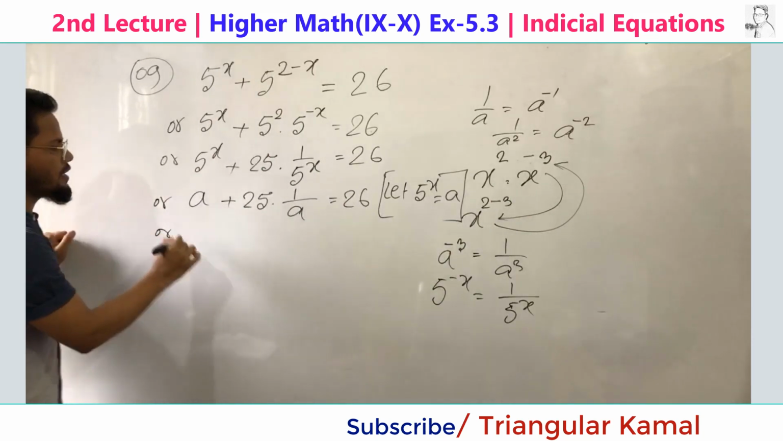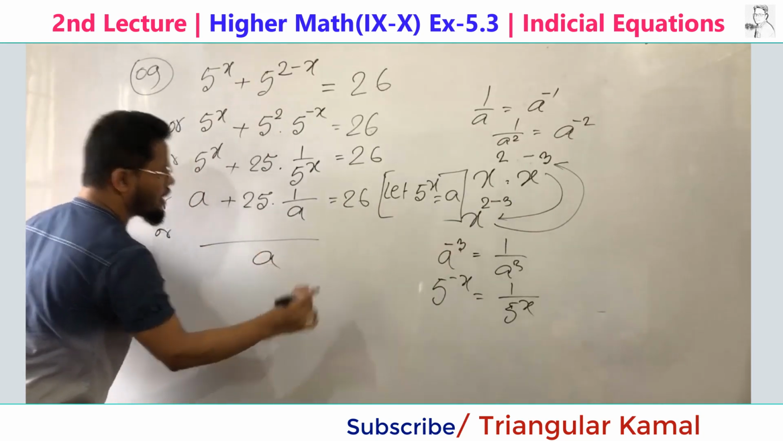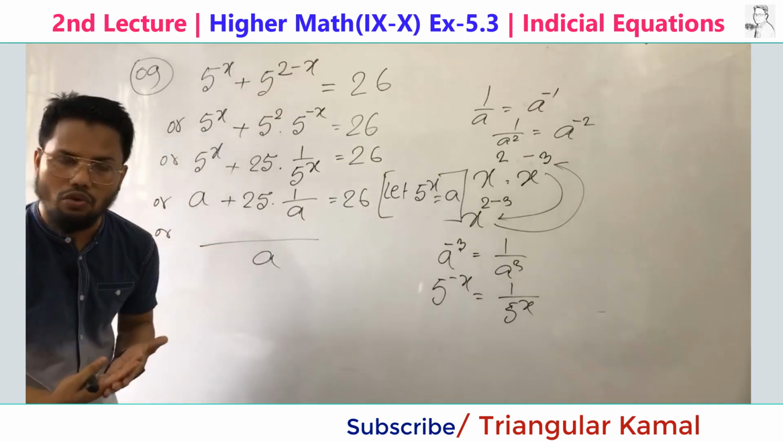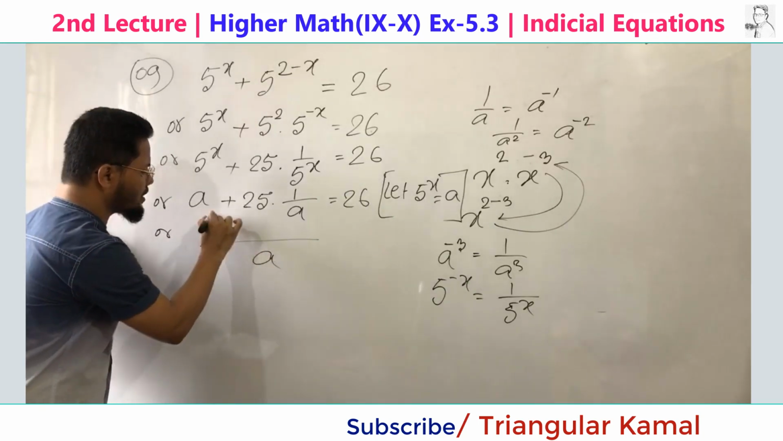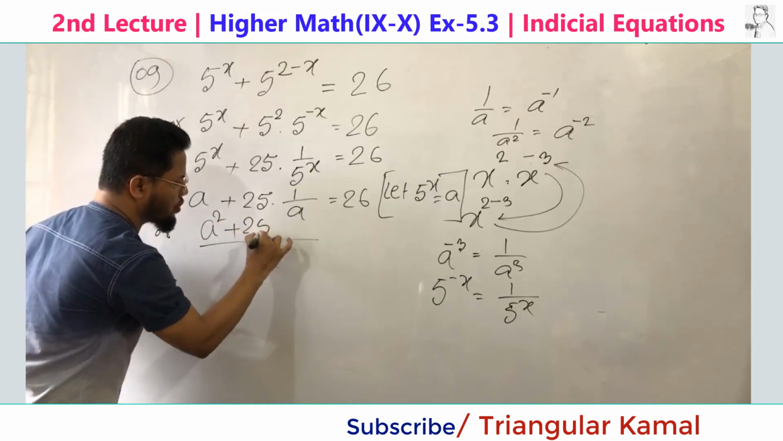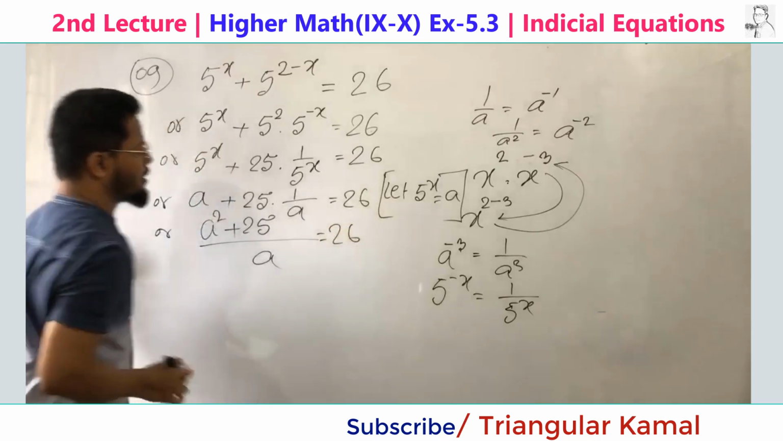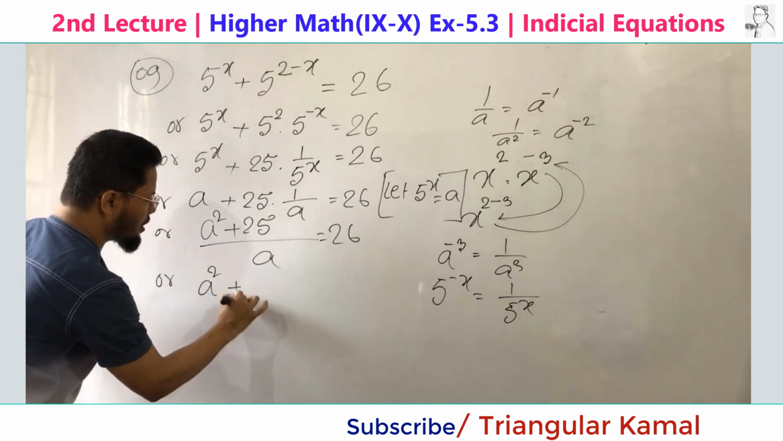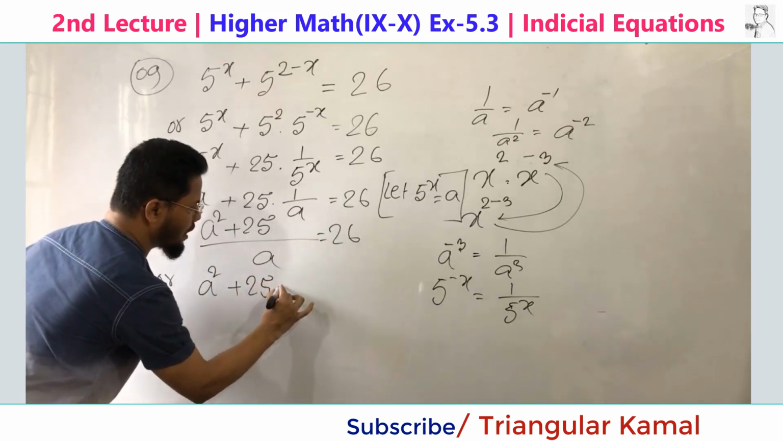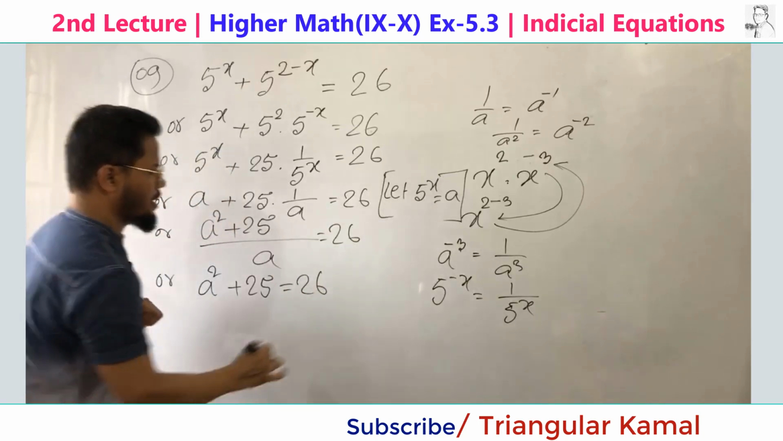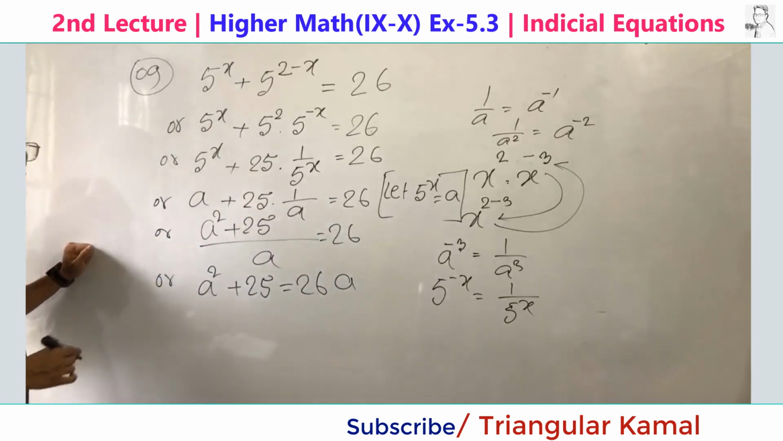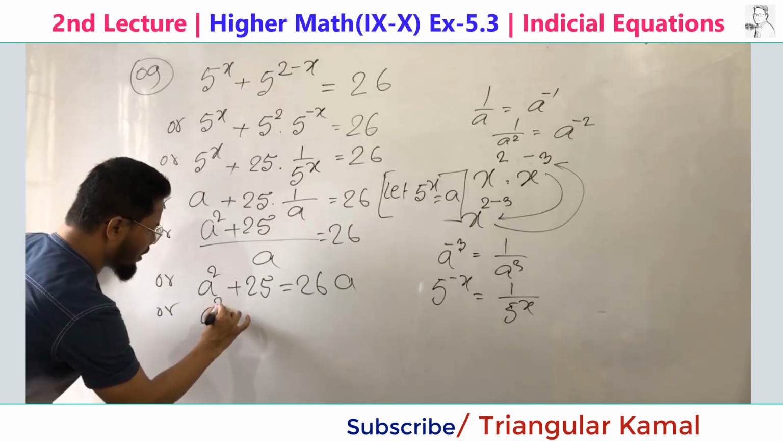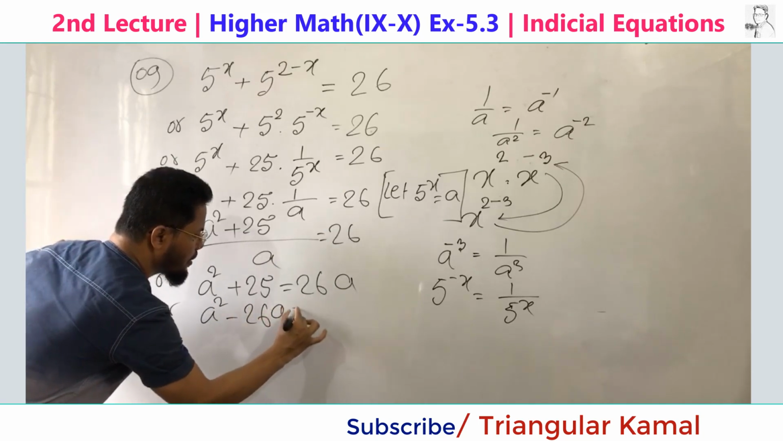Now take the LCM here. Just write LCM a, because the denominator part is 1, and the other denominator part is also 1. So now a multiplies, it's too easy for you, hopefully. This is 25, and here this one is 26. Now doing the cross multiplication, we can write a square plus 25 equals 26a. And now we can write the last line: a square minus 26a plus 25.